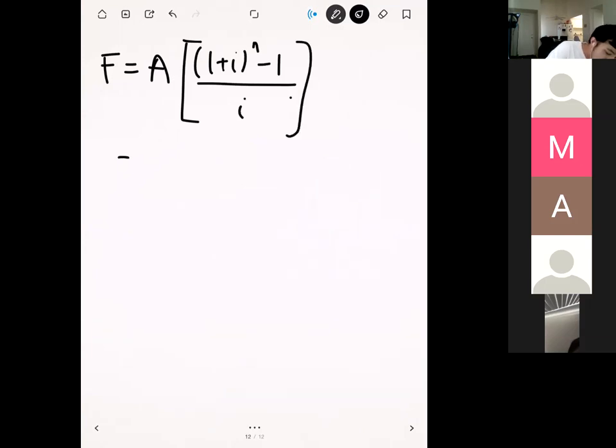Let's go ahead and plug the numbers in. Our A is 7,500, so that's the amount of money that we're putting in every year.